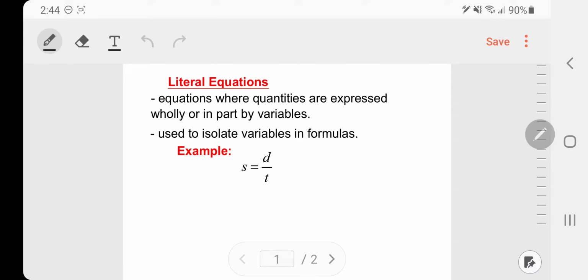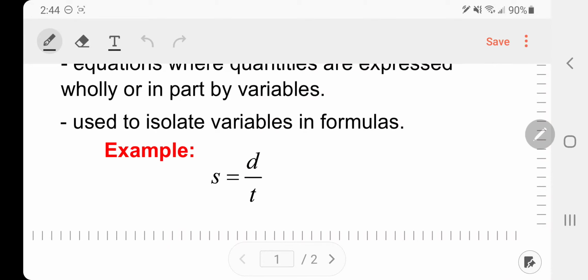Hey everyone. All right, so in this lesson today, we're going to focus on literal equations, which are just equations that are mostly expressed as variables. What we're going to be doing here is picking a specific variable and isolating it in order to get it by itself and solve for it. Here's an example of a literal equation. We have S equals D divided by T, which is speed equals distance divided by time.